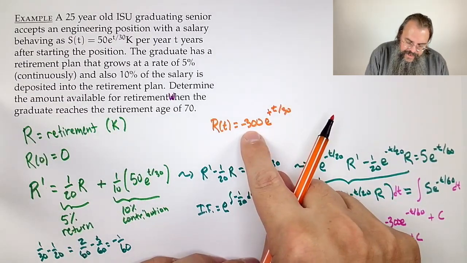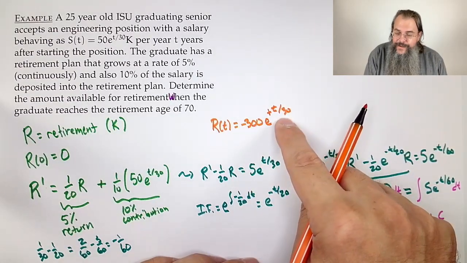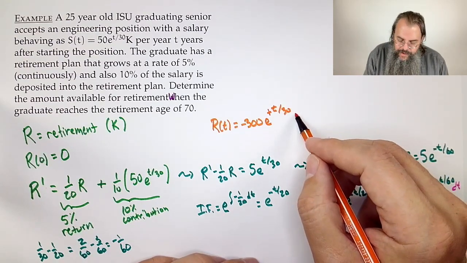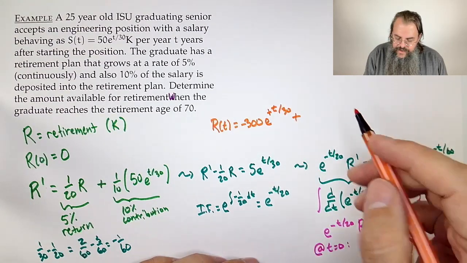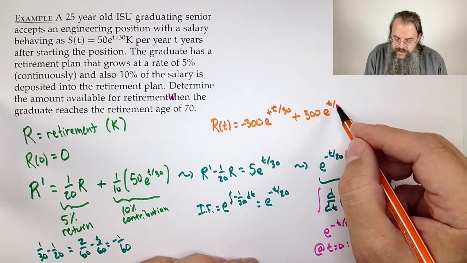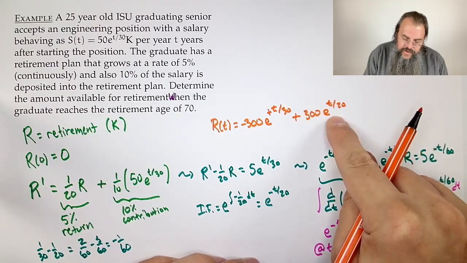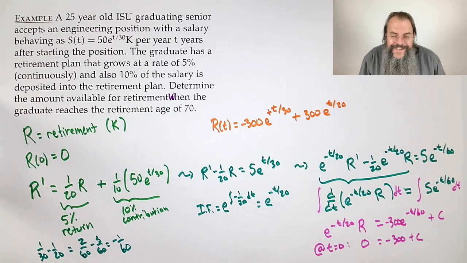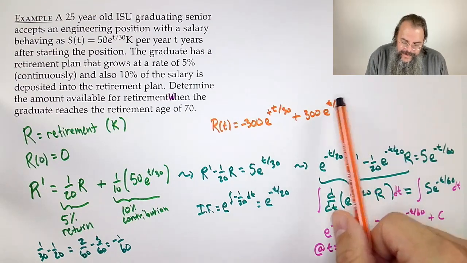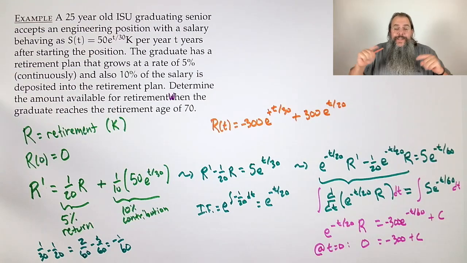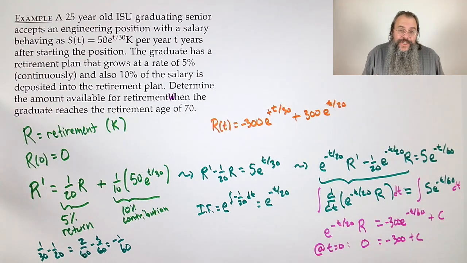And that's looking bad, because that's minus 300, and that's growing exponentially. But we also have plus, and then c is 300, e to the t over 20. So this grows faster than that. So in the long run, we're coming out ahead. All right, so this exponential term dominates that exponential term. Now that's our retirement at any given age.